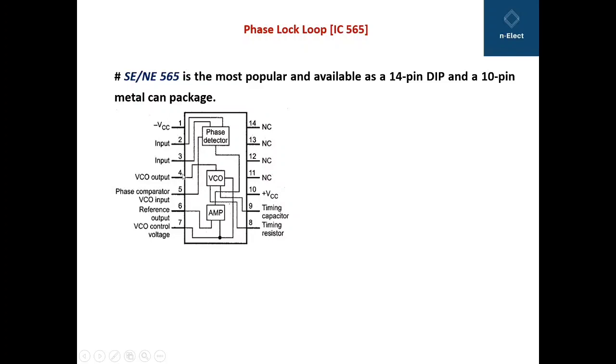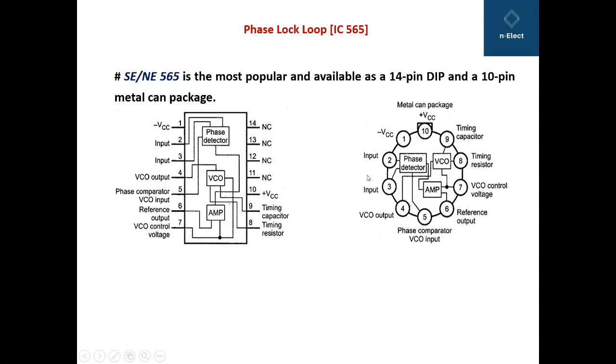Pin number 4 is VCO output, that is voltage control oscillator output. Pin number 5 is phase comparator, VCO input. 6 is reference output, 7 is VCO control voltage. 8 is timing resistor, 9 is timing capacitor, while for pin number 11 to 14, no connection is provided.